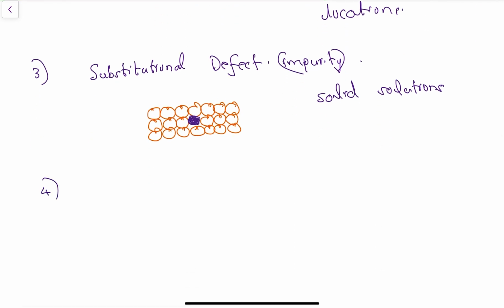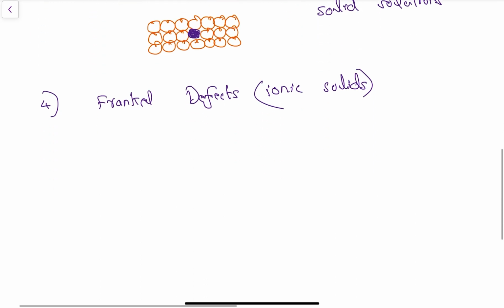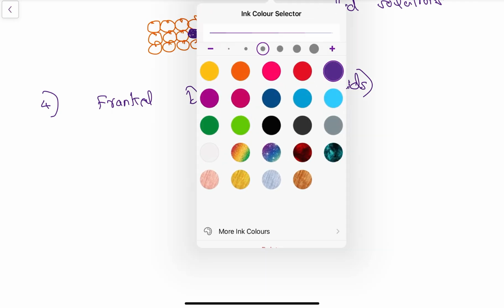And there is another defect called the Frenkel defect. This occurs in ionic solids. So in ionic solids, the atoms are arranged like this.